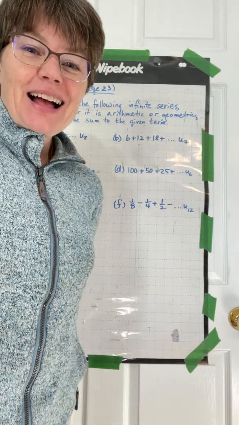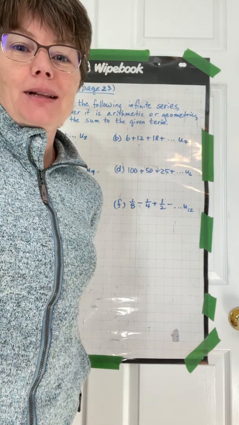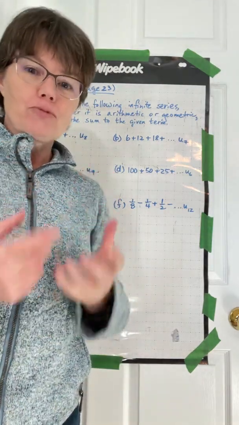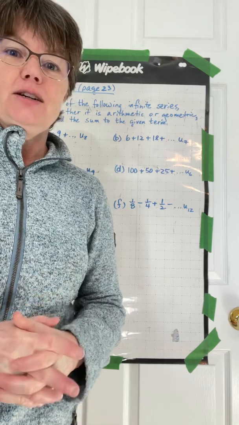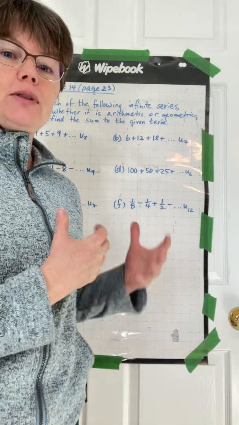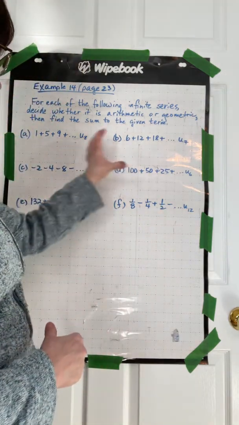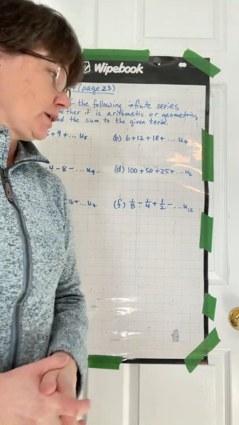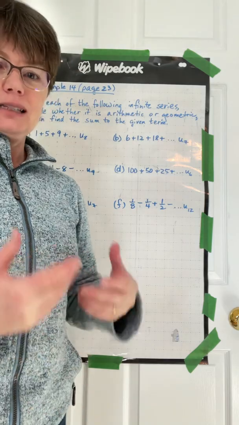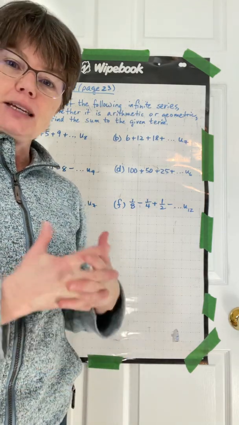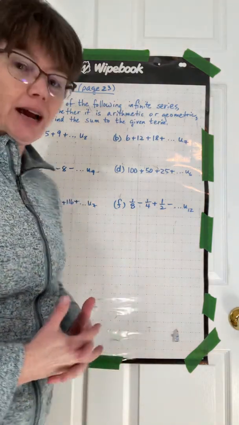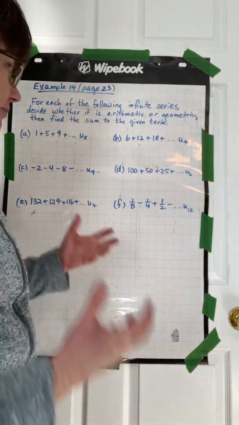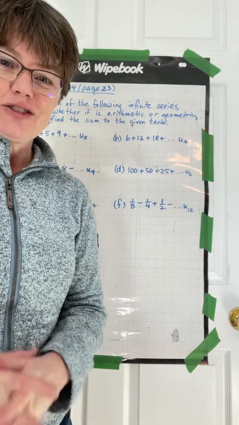Hello guys. I decided to do example 14 on page 23 in 3 separate videos. The first video, I'm going to go through the 6 questions and decide whether they're geometric or arithmetic. The second video is going to be finding the sum of all the ones that are arithmetic. And the third video will be showing how to find the sums of all the ones that are geometric.